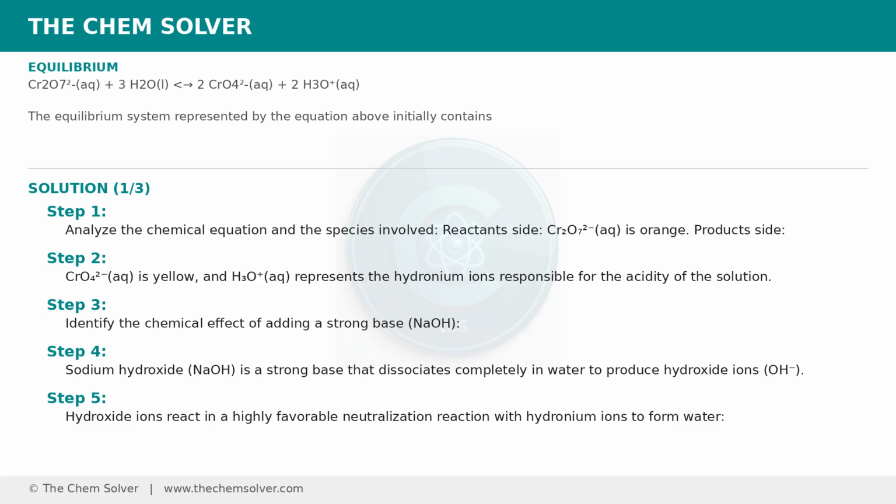Identify the chemical effect of adding a strong base. NaOH, sodium hydroxide, is a strong base that dissociates completely in water to produce hydroxide ions, OH-. Hydroxide ions react in a highly favorable neutralization reaction with hydronium ions to form water.